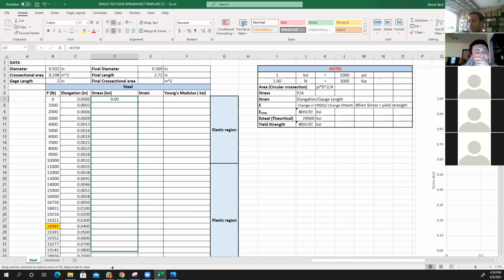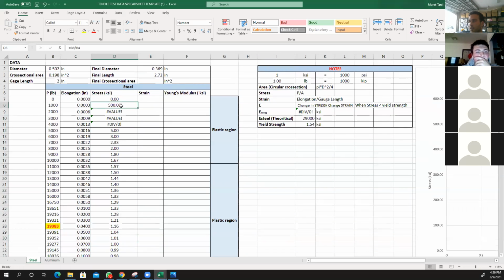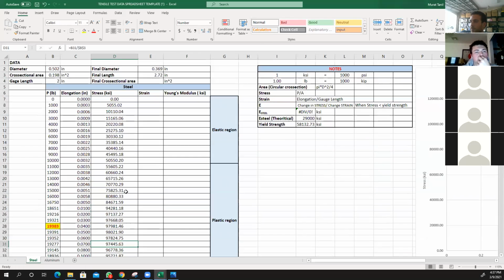And then if I drag down this cell, there was one mistake because I should have locked this cell, because cross-sectional area is not changing during the experiment. That's why I get these errors. Once I change this, it automatically calculates the stress results for each corresponding loading.